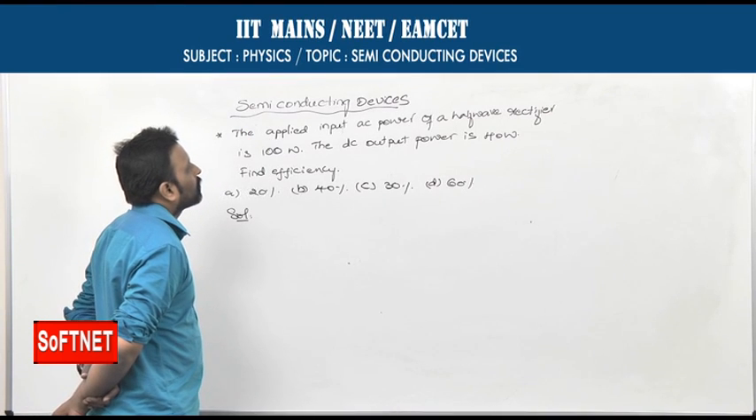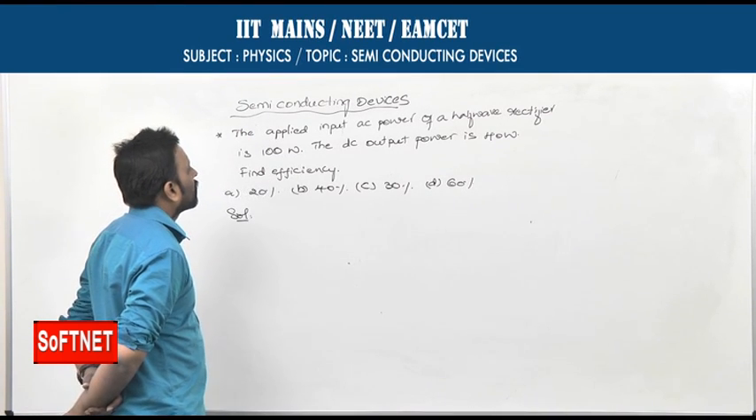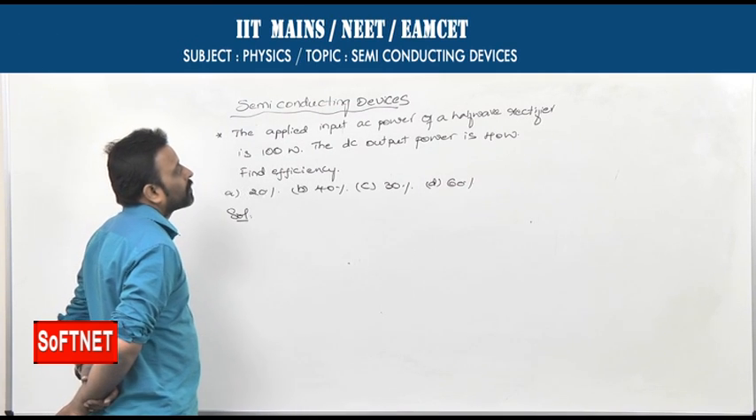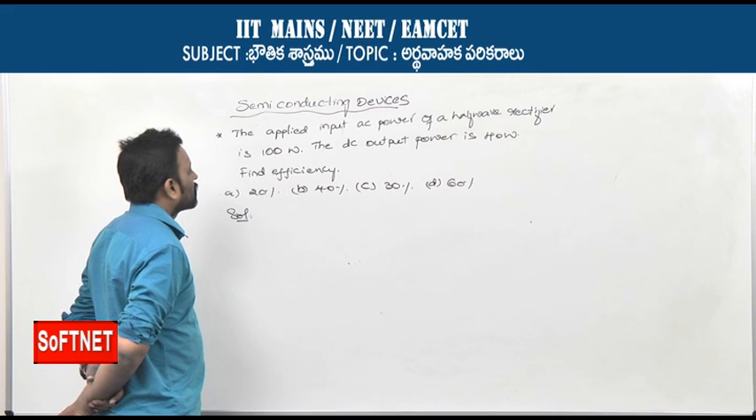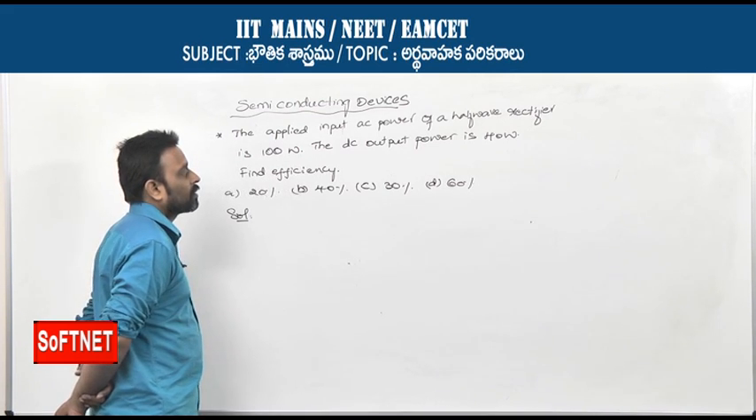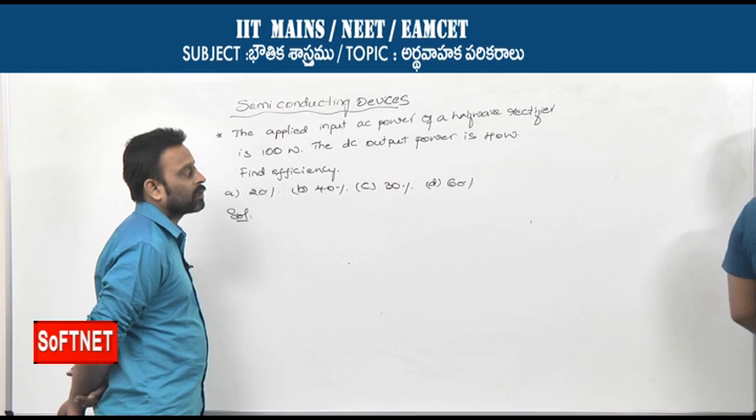The applied input AC power of a half-wave rectifier is 100 watts. The DC output power is 40 watts. You are asked to calculate efficiency. The given options are A 20%, B 40%, C 30% and D 60%.